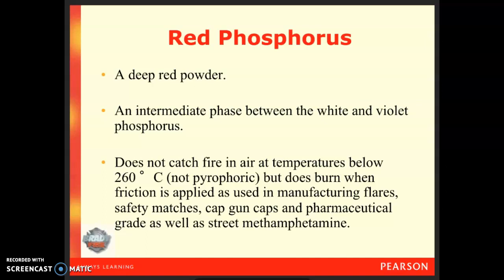Now, red phosphorus is not nearly as reactive as white phosphorus is. It's not pyrophoric. It will not ignite at all at temperatures below 260 degrees Celsius. But when friction is applied, it can burn, and that's why it's used in things like matches and flares and gun caps, as well as some other kinds of pharmaceutical applications.